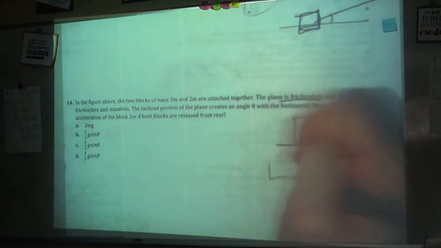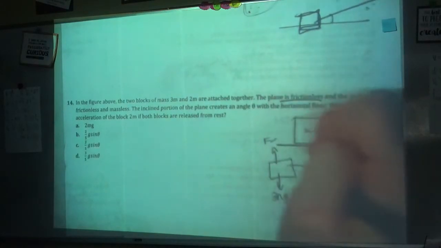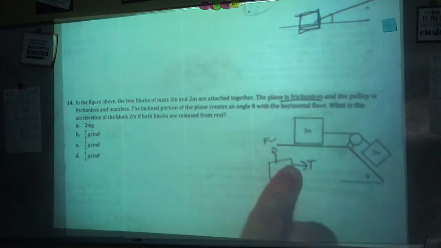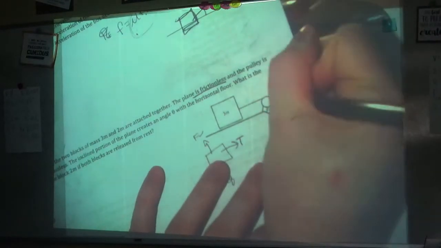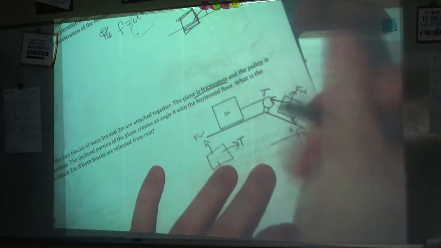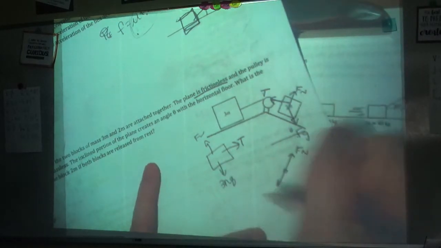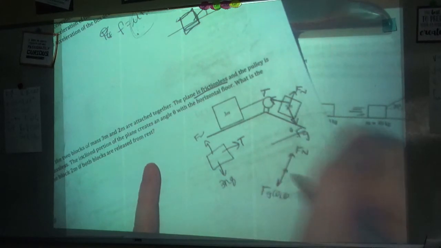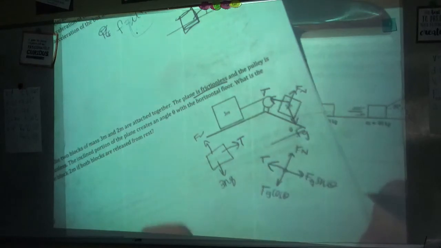Free body diagram for 3m is easy. It's 3mg and then the normal force and then just tension because there's no friction. The 2m is a little bit harder because I still have some normal force like this. I've got tension this way, and then I've got weight straight down. This can be broken up. The across from the normal force is always the weight cosine of the angle, and this is Fg sine of the angle, and then tension going opposite to it.